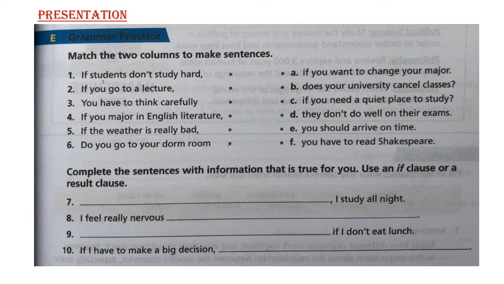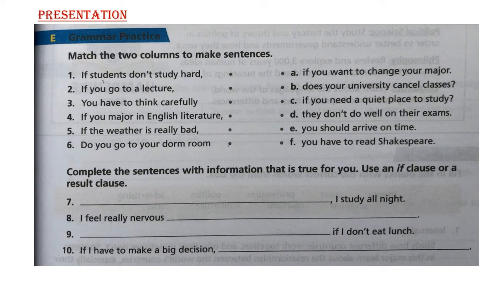Okay, let's go to practice a little bit. I want you to match the two columns to make the sentence. So number 1 to number 6, and you're going to match them to A to F. Example number 1 is students don't study hard. So this is a condition. If students don't study hard, what is the result? What is the problem? Let's match together.